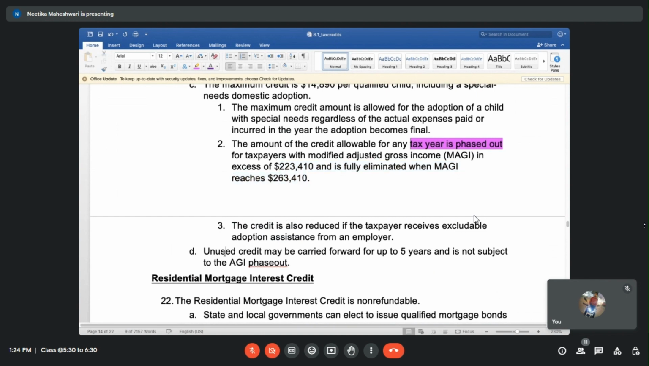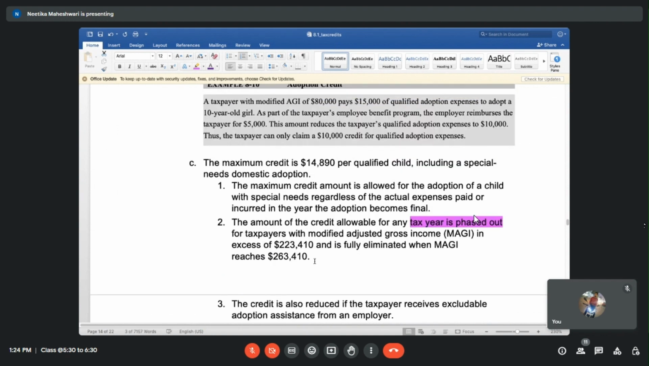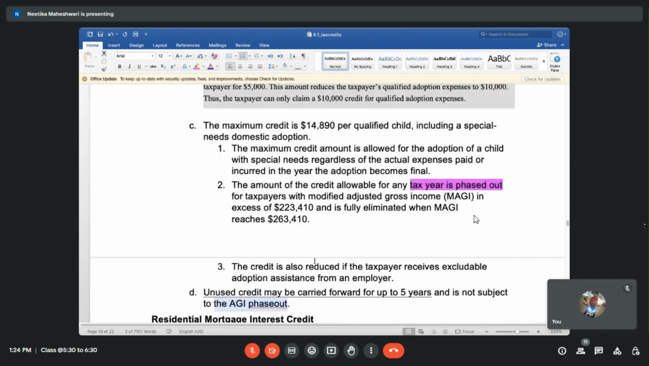Here, the important part is the unused credit may be carried forward. So if they don't use it, that's fine. Next year they can carry it forward. And it will not be subject to AGI phase out. So the carry forward is not subject to AGI phase out. You can always carry it for the next 5 years. There are very few credits which get carried forward. So this is one of them. Otherwise, if you don't use it, you just lose it. Foreign tax credit definitely gets carried forward.